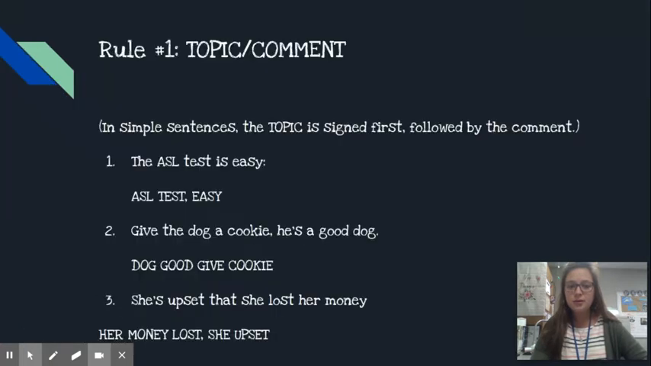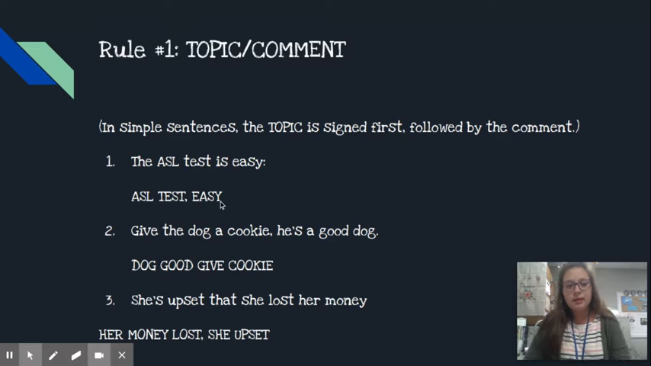All right, so rule number 1 is topic comment. Always remember that the topic goes first and then the comment follows. The reason why we usually struggle with this one the most is because when we look at a sentence, we kind of don't really know what the topic is. We're kind of confused on what the topic is. So when you're looking at that sentence, okay, what is this whole sentence about? What is the purpose of this sentence? That word is going to go first, and then the comment follows.